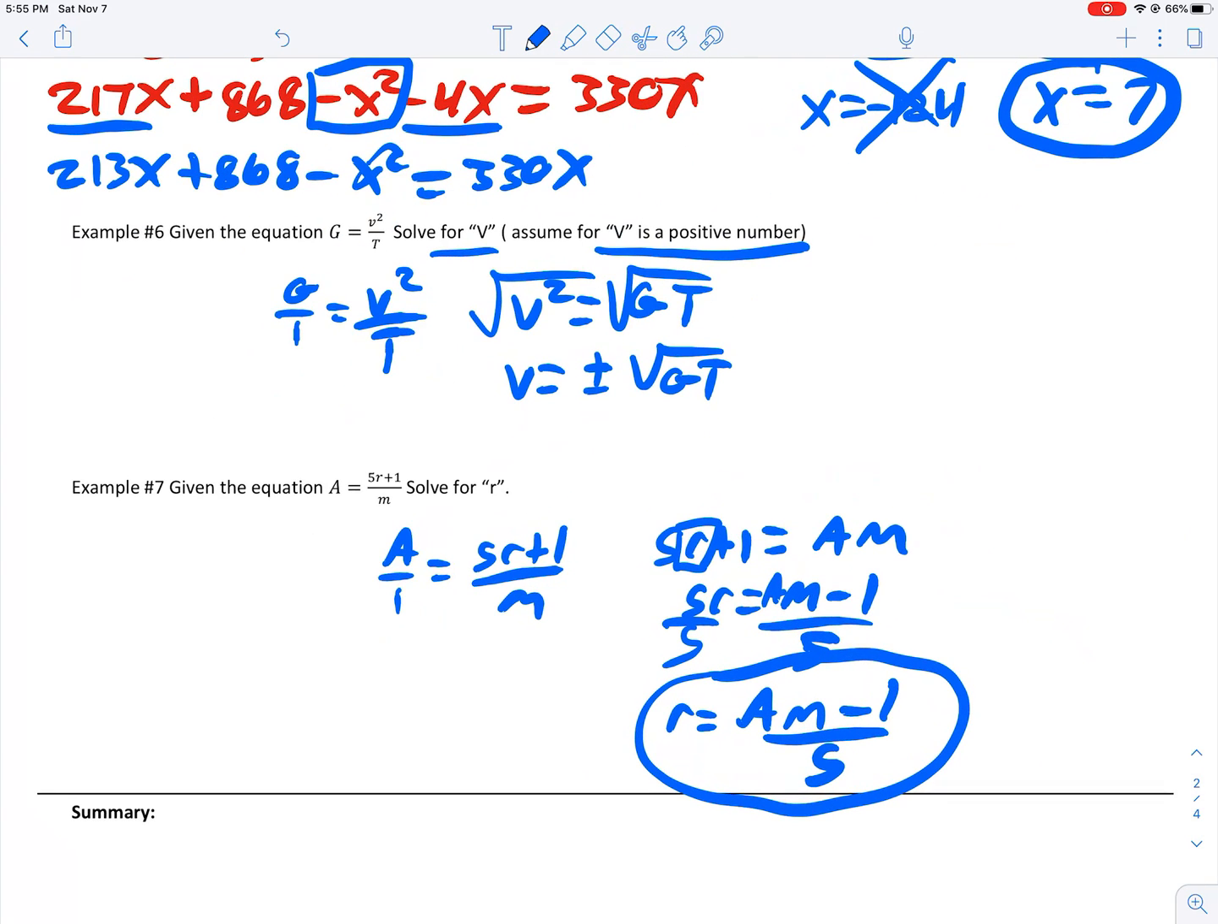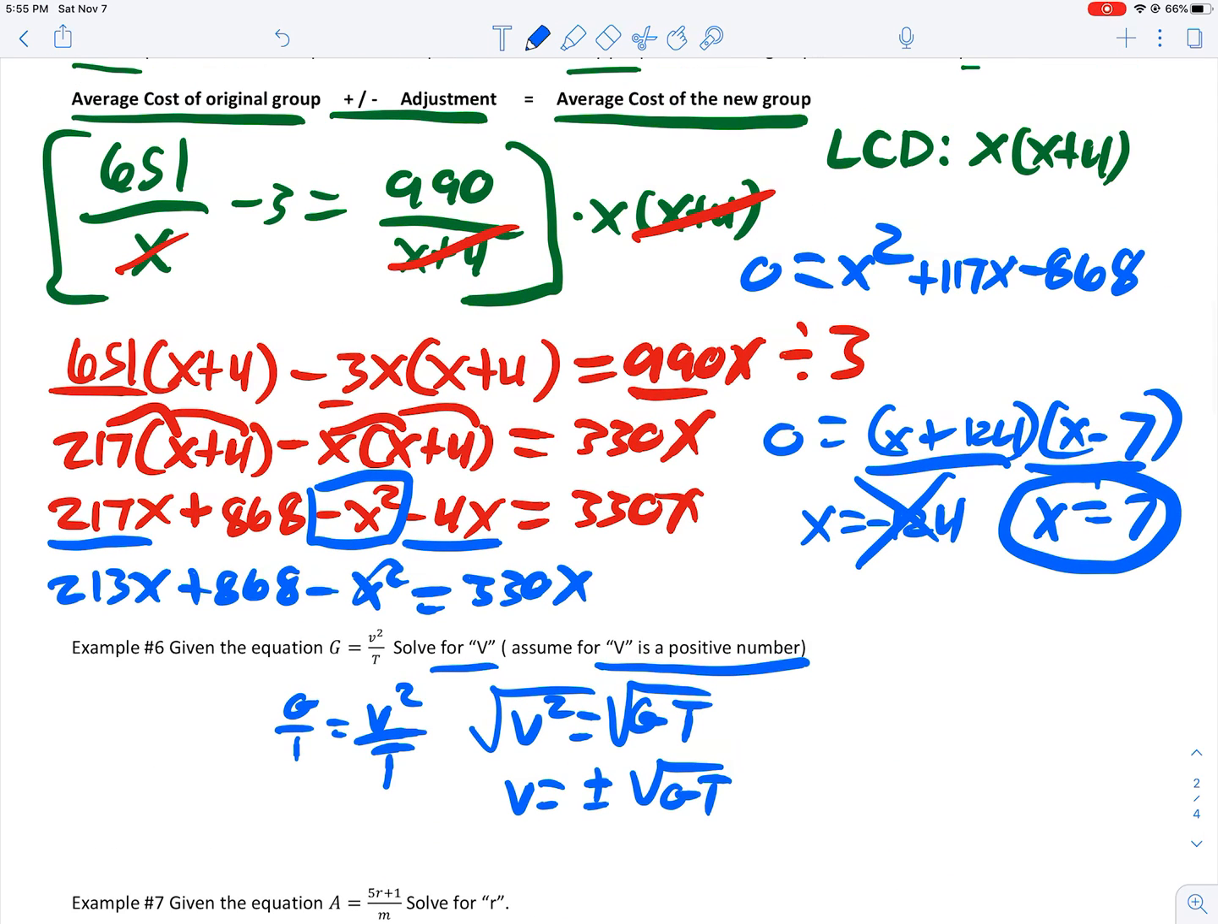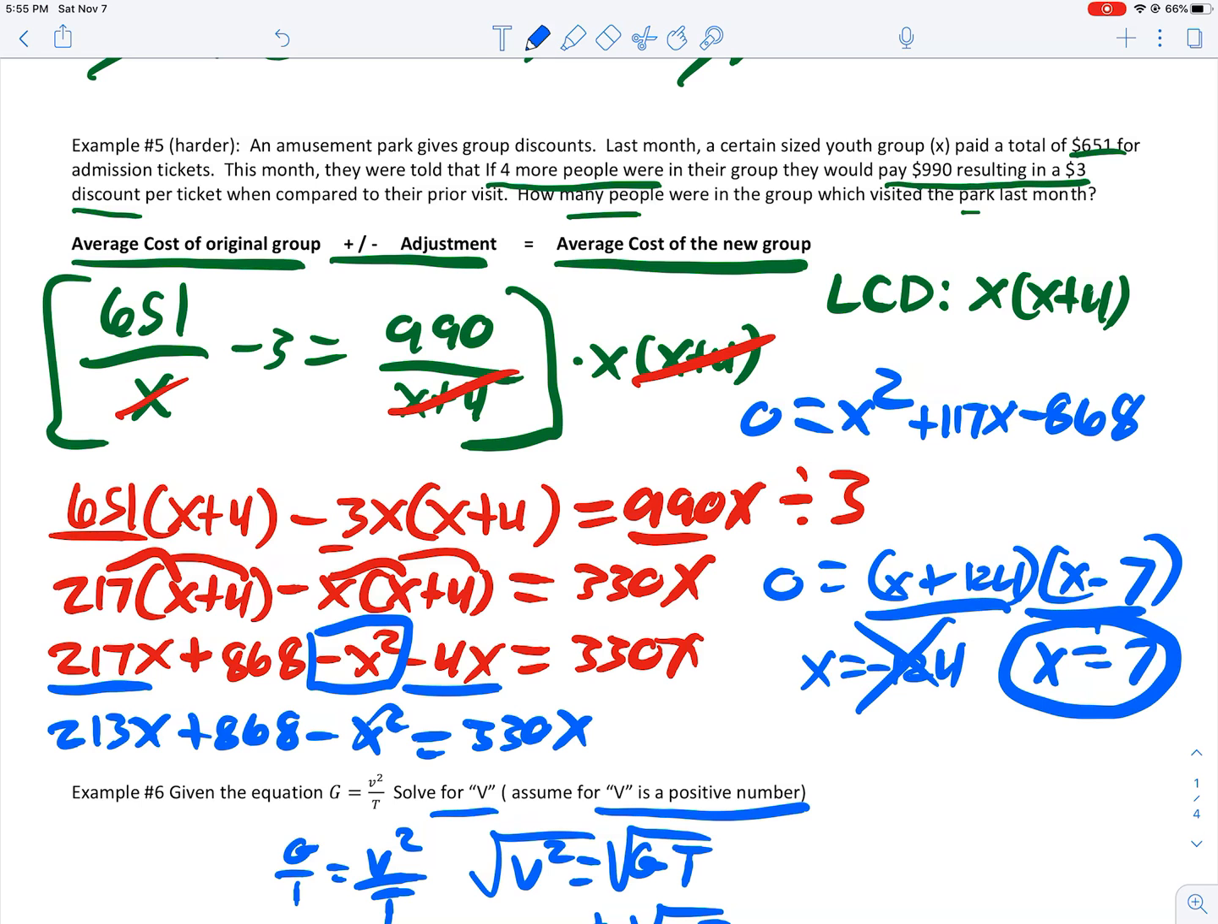So all of these are working with rational equations in a different form than we were used to in 4.4. But the idea is, again, if it's a proportion, you cross multiply. If it's not a proportion, multiply by a common denominator. But the whole goal is to clear the fractions and then solve. For most of these, it's going to be a linear or quadratic equation.